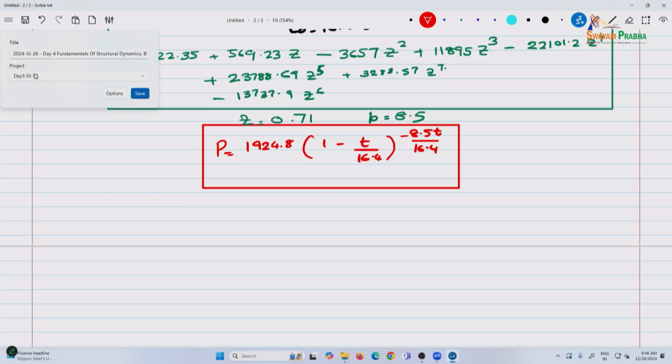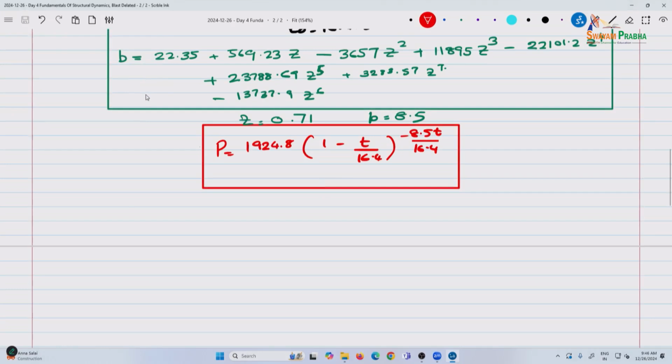Oh, let me make sure I'm not overwriting it. Okay.